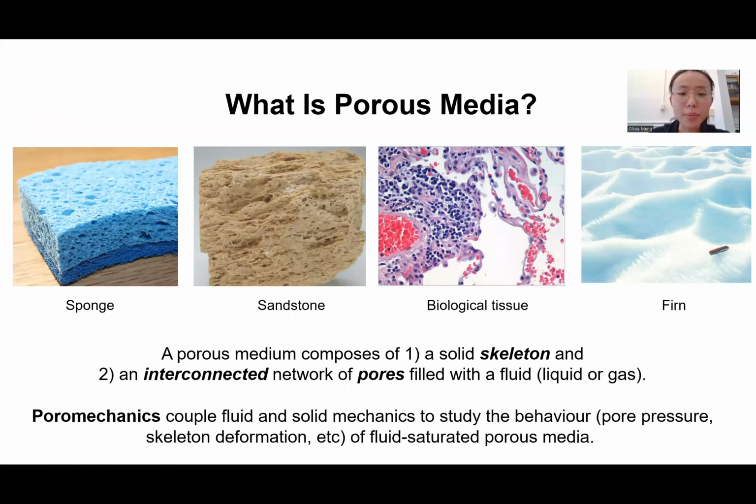There are examples of porous medium in our daily life, such as sponges in the kitchen, which shrink in size when we squeeze water out of it. Another example is sandstone, which has already attracted wide attention due to its ability to store oil, natural gas, or carbon dioxide. In the medical or biological field, flow through biological tissue is an important process. The last example, which is the most relevant to glacier scientists, is firn or snow.